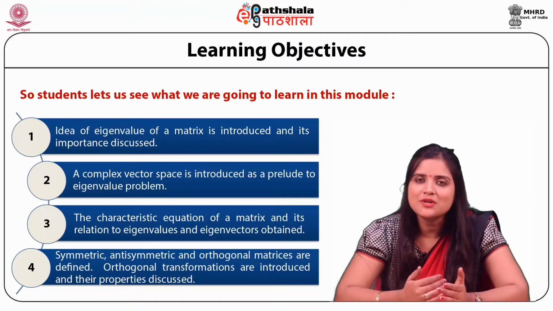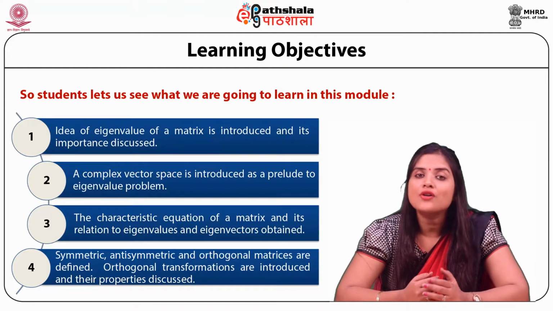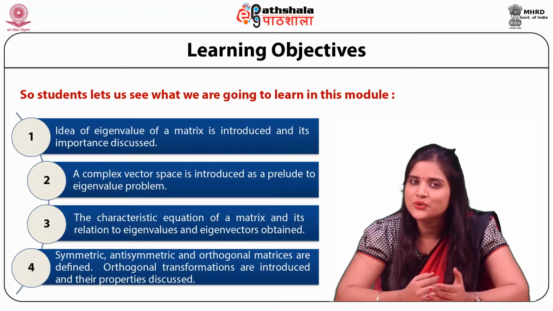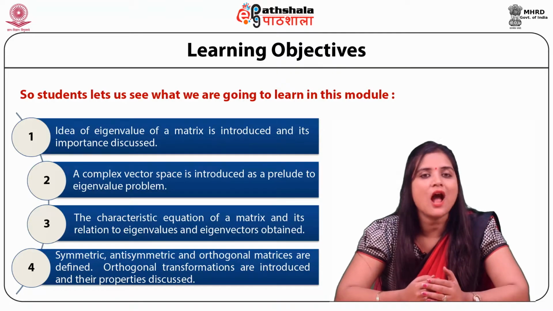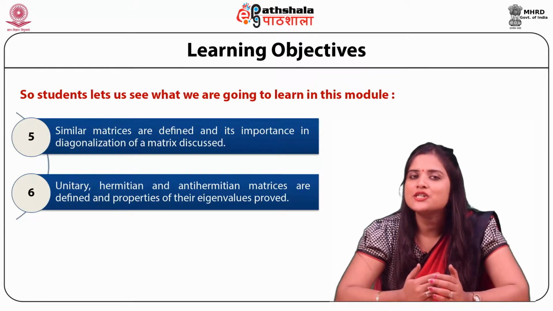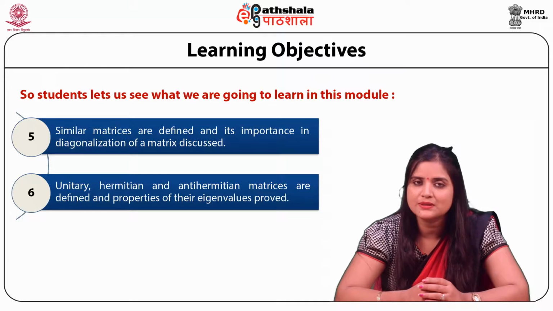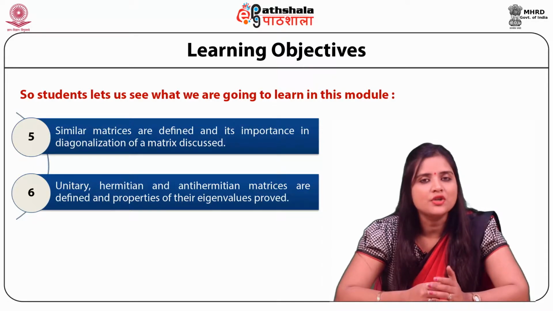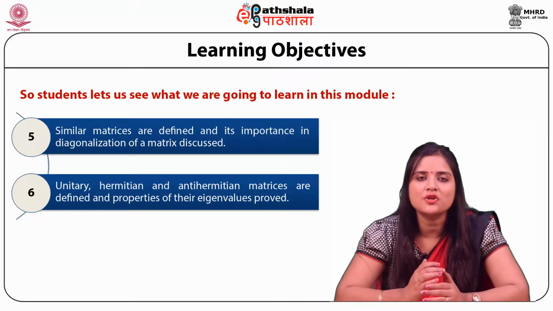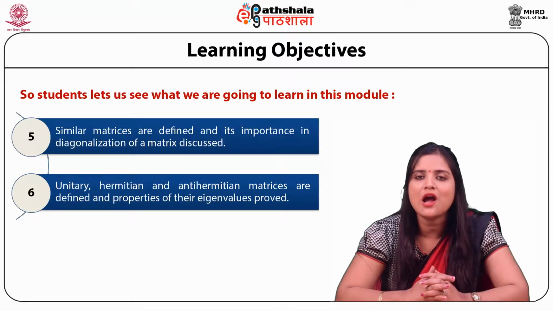Symmetric, antisymmetric, and orthogonal matrices are defined. Orthogonal transformations are introduced and their properties are discussed. Similar matrices are defined and its importance in diagonalization of a matrix is discussed. Unitary, Hermitian, and Antihermitian matrices are defined and properties of their eigenvalues are proved.